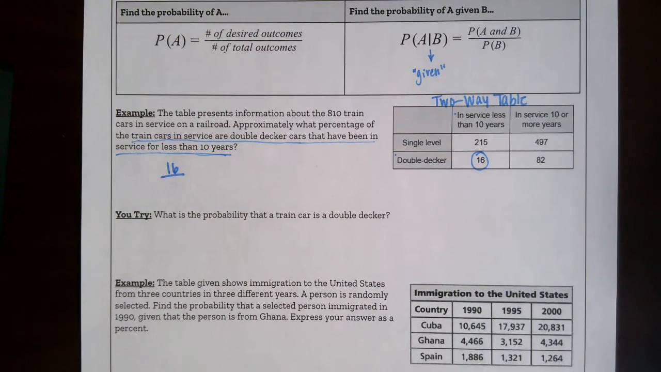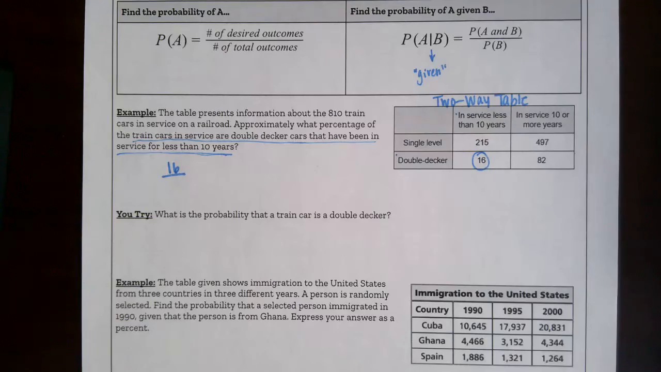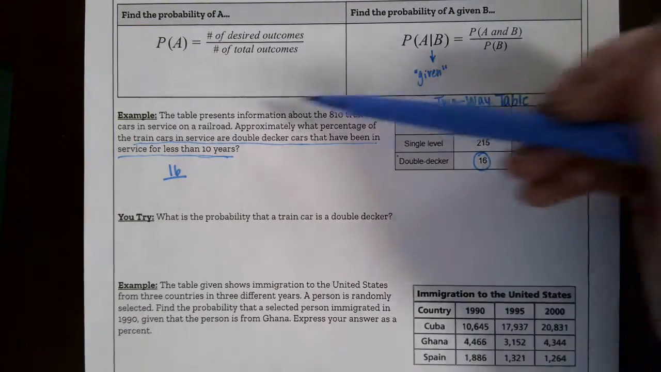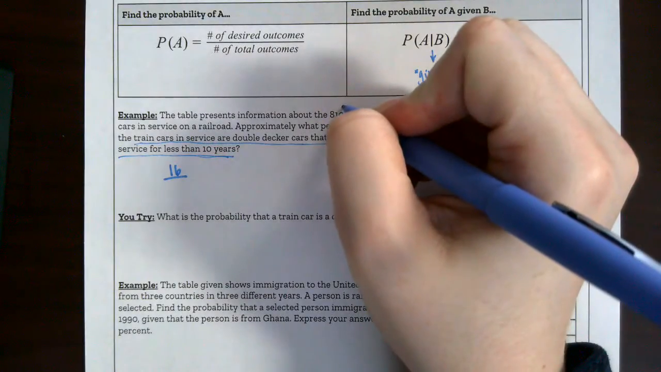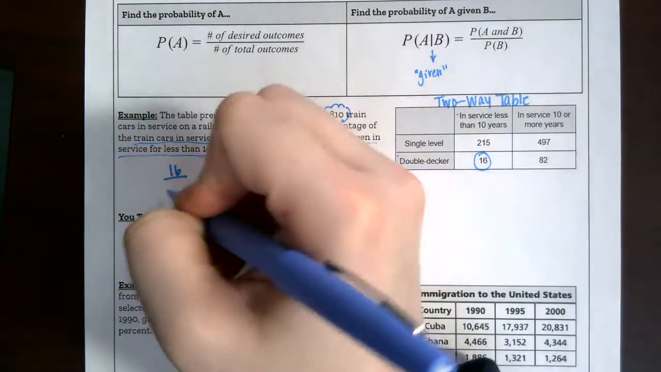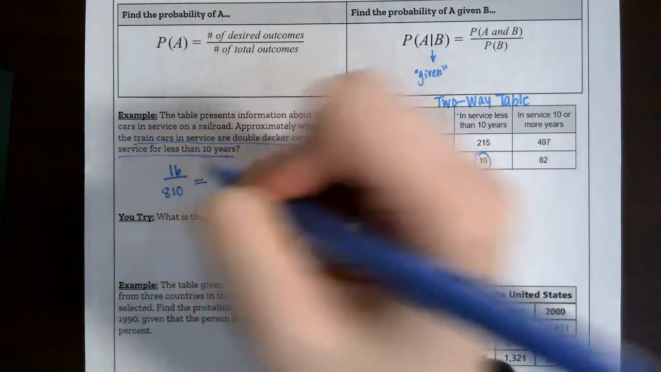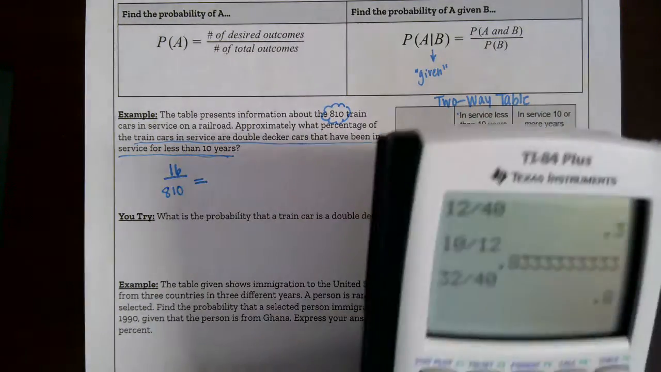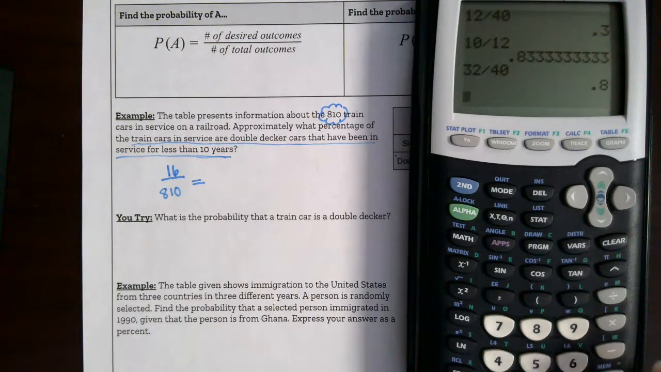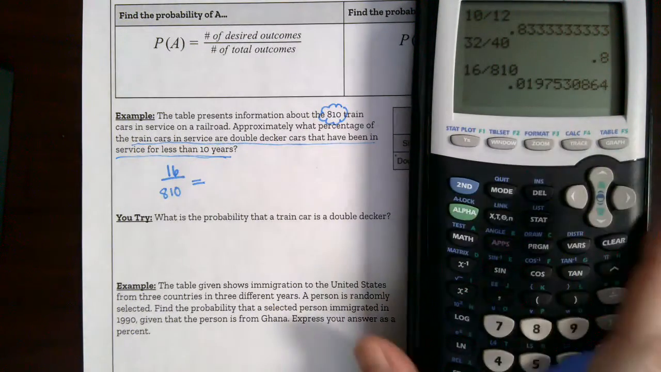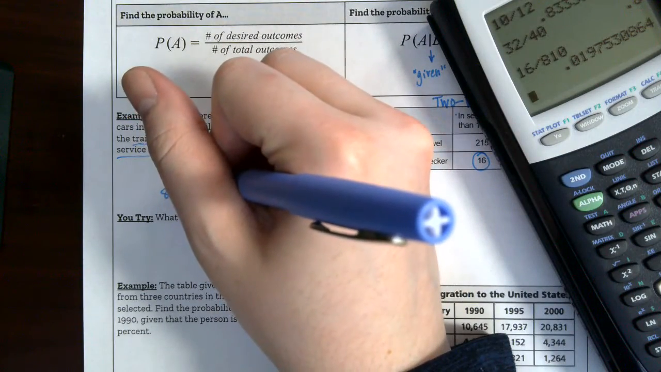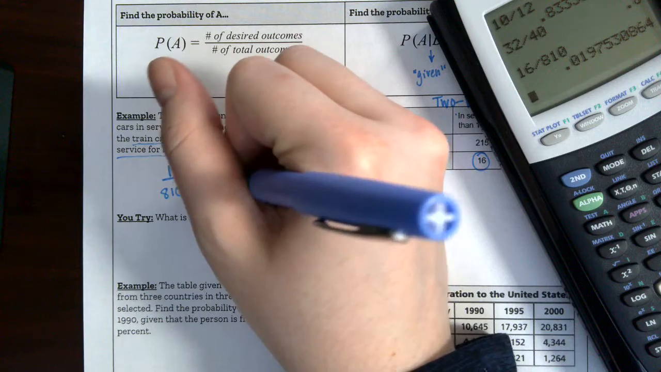And then this is going to be out of the total. Sometimes you will be given the total and sometimes you won't. In this case, our total is over here, 810. So I'm going to put that on the bottom. And then we're going to go ahead and calculate this. So 16 divided by 810 gives me this percentage. Again, I like percents, so I'm going to move that decimal place, so 1.98%.